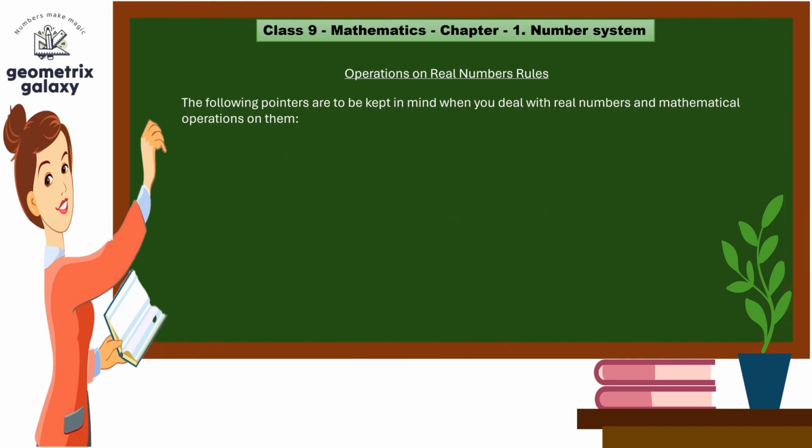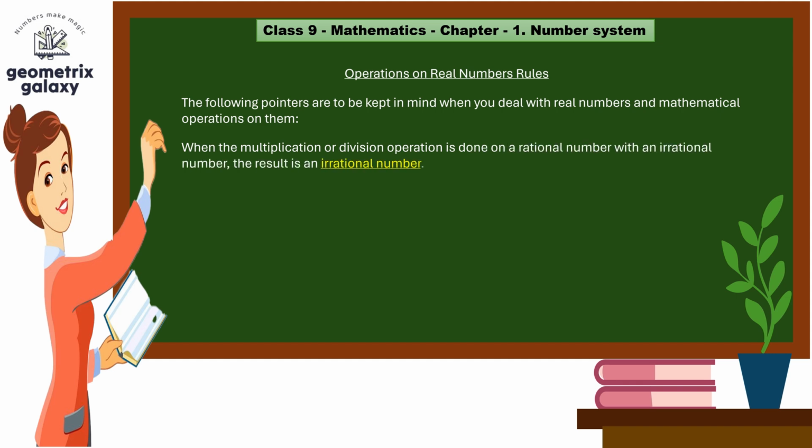Now let us see what happens when we do multiplication or division operations with a rational number and an irrational number. Here we will see what happens when we choose the operation multiplication and division. So when we do the operation multiplication and division between a rational number and an irrational number, the result is an irrational number. Now we will try to check with certain examples.